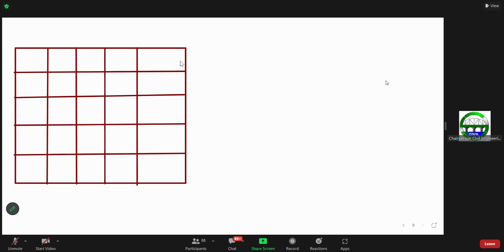Let me change the color. I like this color. Okay, so this is my x. This is my y. So my x is equal to 5, 6, 9, 11. Now you can see the difference is 1. This difference is 3. This difference is 2. So these are unequal intervals.